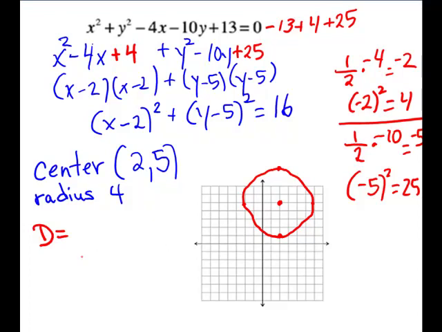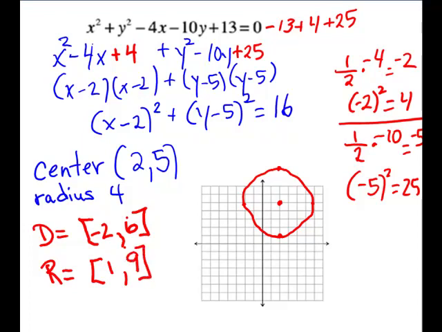So for our domain, with the x-coordinate, if we go with 2, if we subtract 4, 2 minus 4 will give us -2, and 2 plus 4 would give us 6. So -2 and 6. And for range, 5 minus 4 would give us 1. And 5 plus 4 would give us 9.